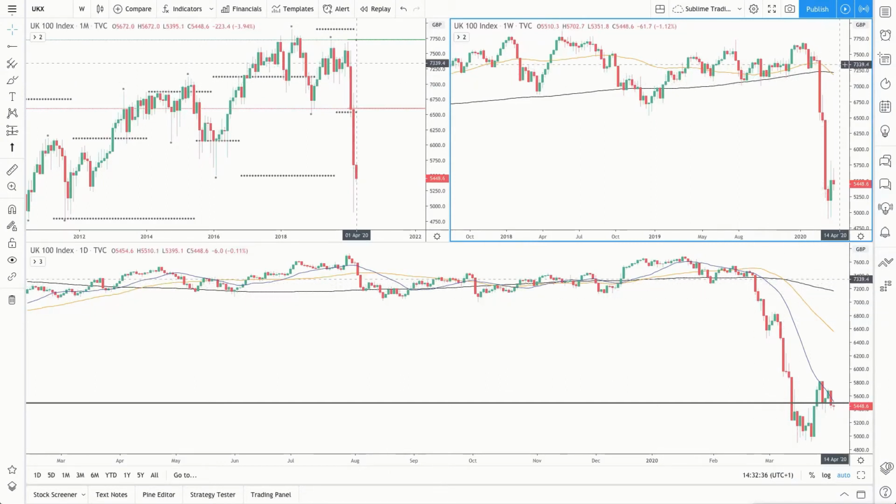Those who are familiar with this terminology, this is known as a death cross when one moving average moves below the other. So we've got a potential death cross here. What we're looking for now really is this support level to be cleared, and that will then suggest further weakness.